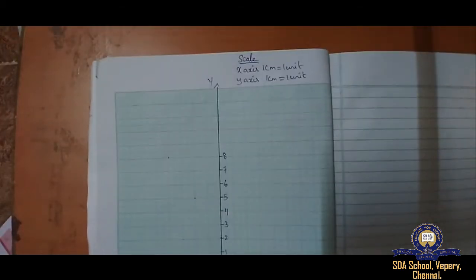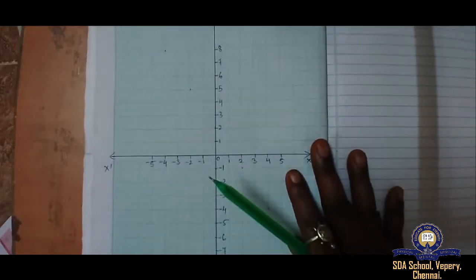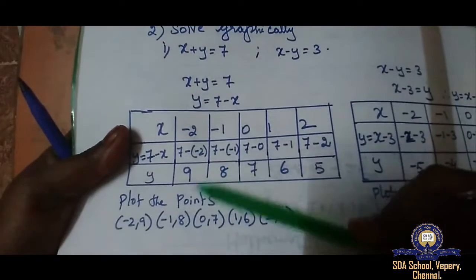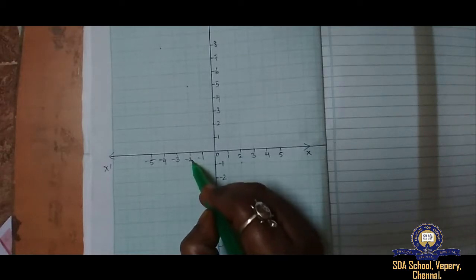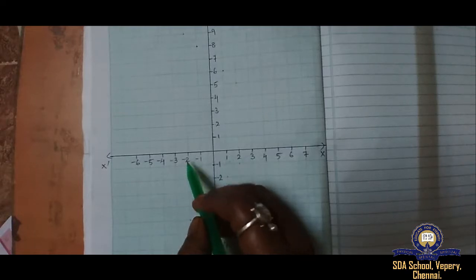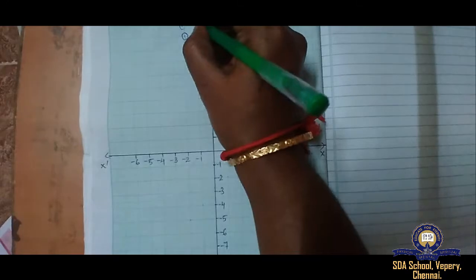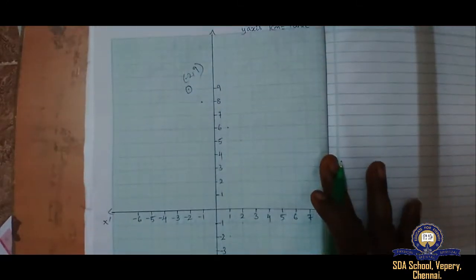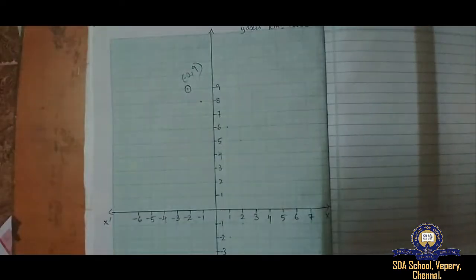So I have written the x-axis and y-axis. Scale also I have written. X-axis 1 centimeter equal to 1 unit. So now first thing is here, see, minus 2 comma 9. Minus 2 is here. Sorry. Minus 2 is here and 9 is here. So you can take and write minus 2 comma 9. Next is minus 1 comma 8.